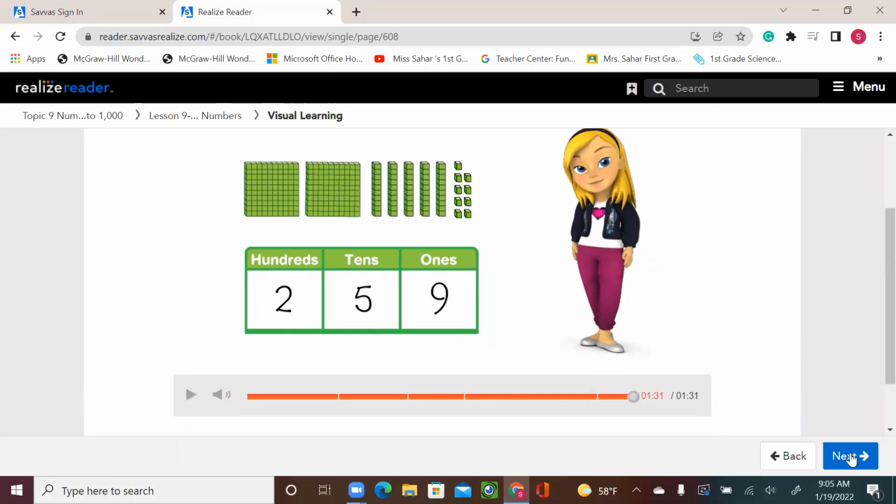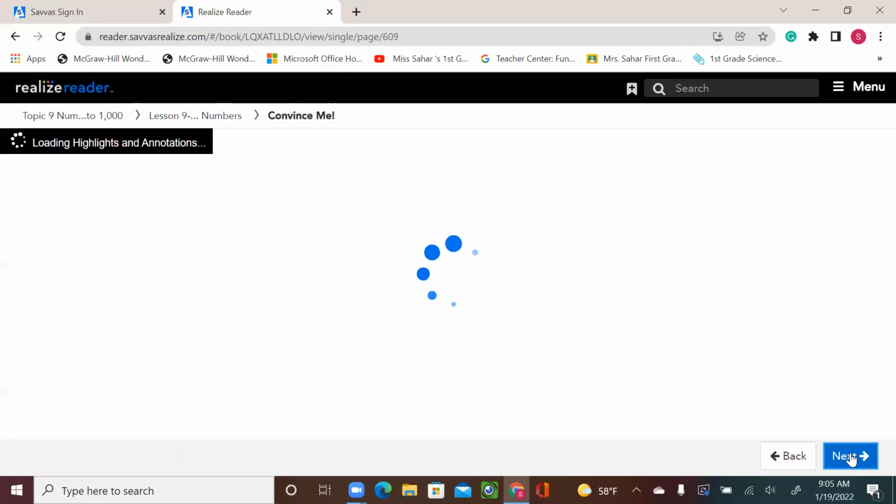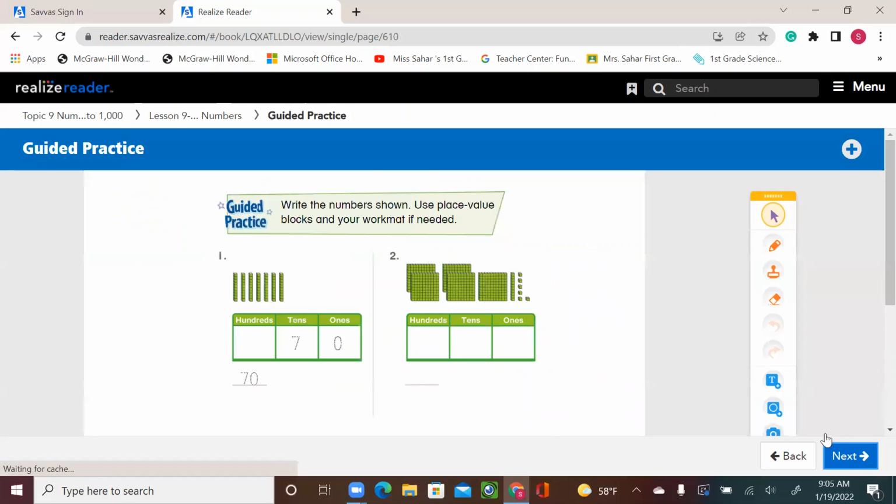Okay, let's see our guided practice, page 382. Write the numbers shown. Use place value blocks and your work mat if needed. So I know that each rod of 10 represents only a 10. So 10, 20, 30, 40, 50, 60, 70. So I have 7 tens. I don't have any hundreds and I don't have any ones. So 7 tens and 0 ones make 70. Okay, let's see the second question.